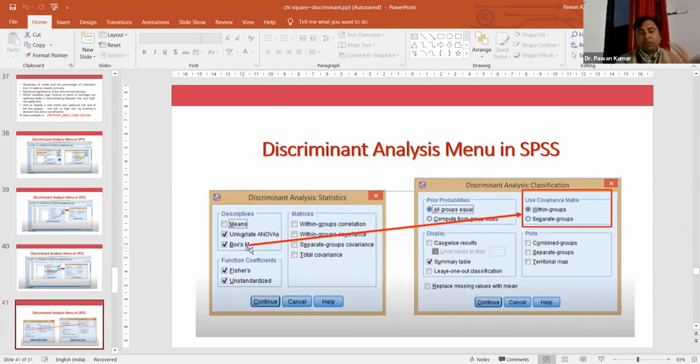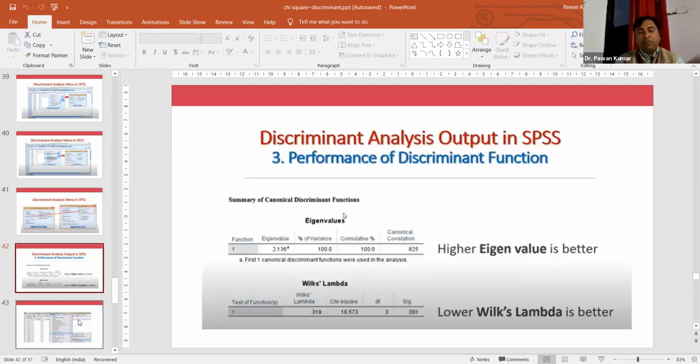Okay, and from the Box's M we can check the within-group covariance. Then we are going to select the coefficients, because we want to see which coefficient is more significant and which is not significant, like the age, the income, the CIBIL score. Then you will click on the summary table. Once you have done it, you will get the output.